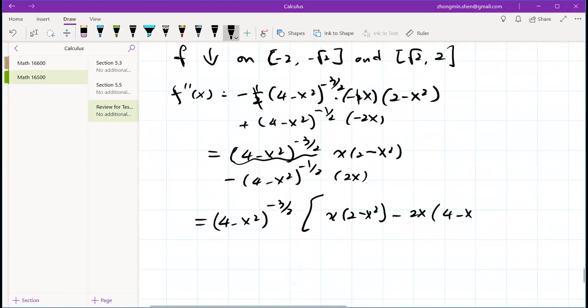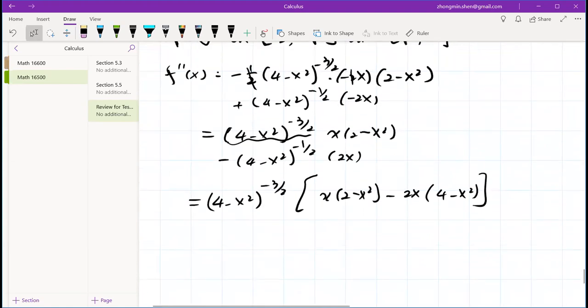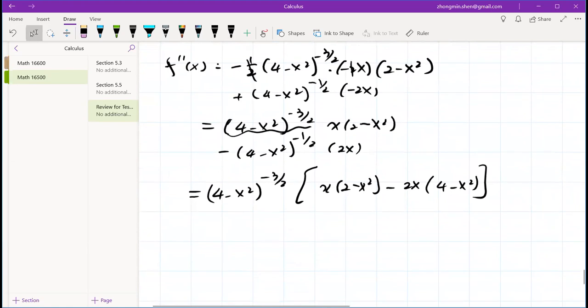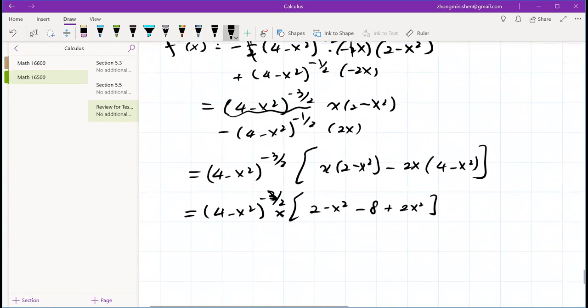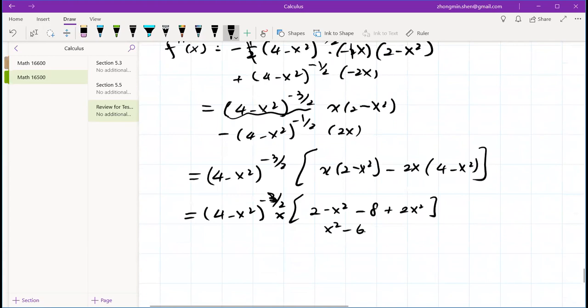When you take this out, I have a 4 minus x squared. So I get, if we take x out, let's put the x here. Then I have a 2 minus x squared minus 8 plus 2x squared. So after simplifying, I will get x squared minus 6. Wow, what happens? Let's go back to the picture. No, this is okay.